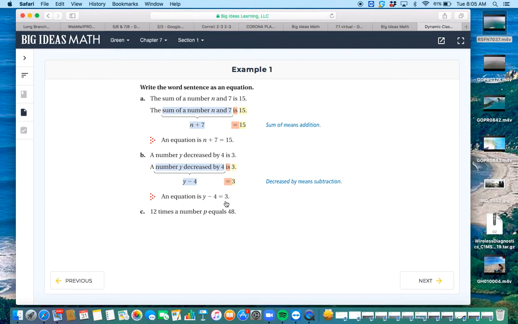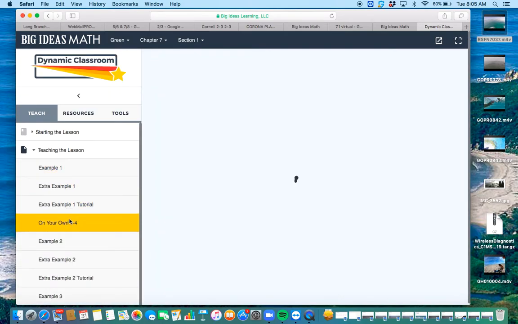Last example, then I'm going to have you guys practice a couple at home by yourself. 12 times a number p equals 48. Read it a second time, read it a third time, underline your key words. 12 times is 12 times p. Notice there's no multiplication sign here because it's implied. You don't need it. This is 12 times p. The product of 12 and p is equal to 48. 12p equals 48.